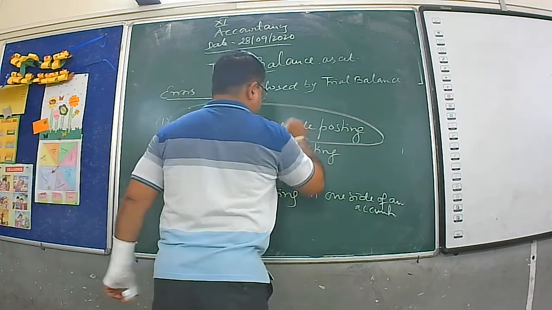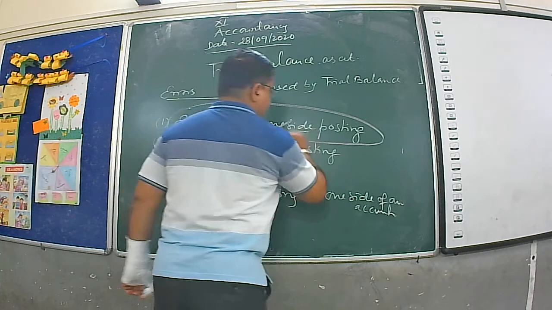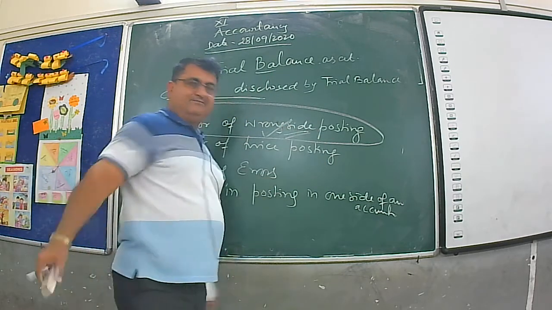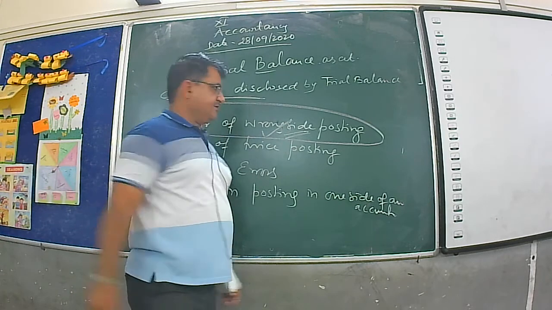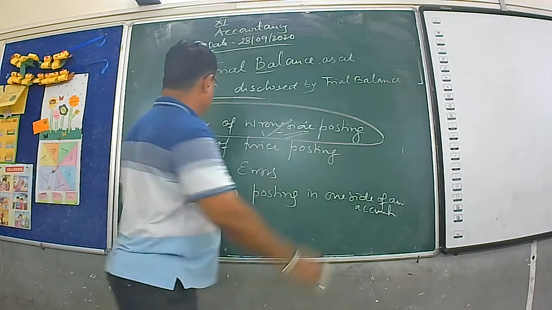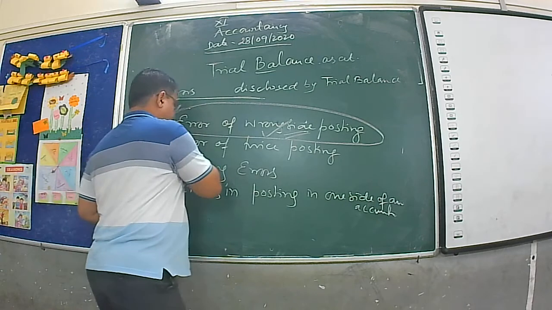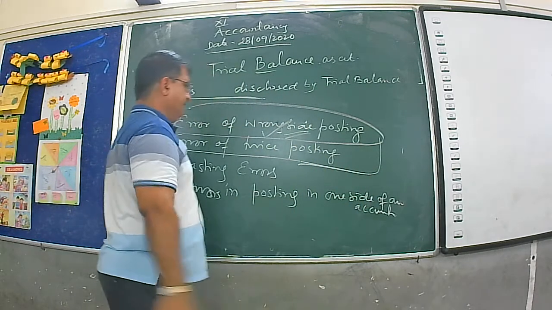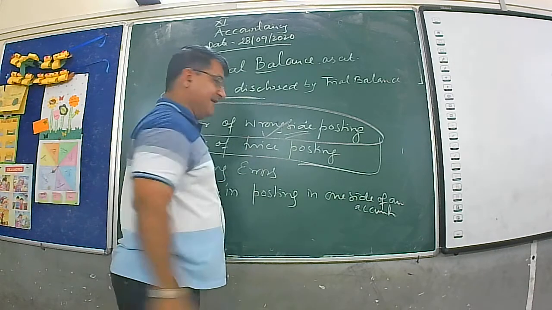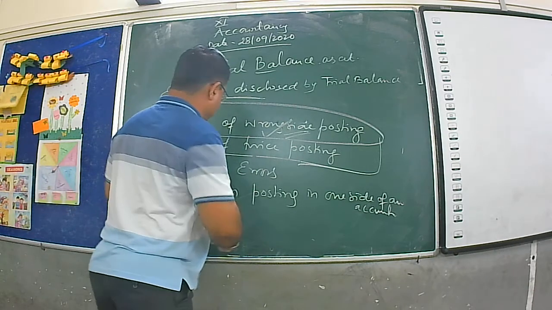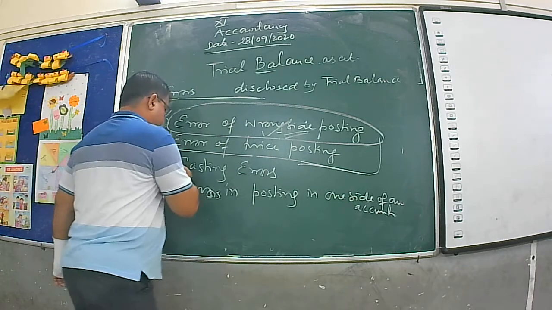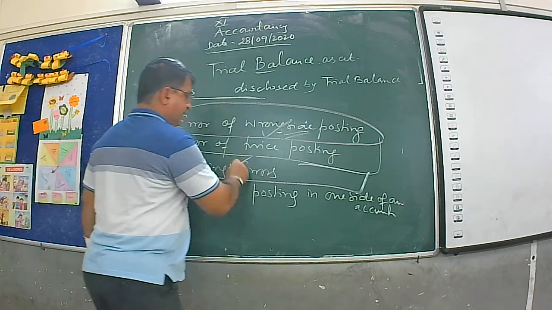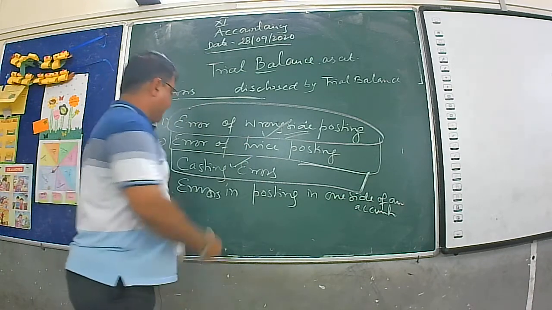If a transaction is posted to the wrong side of an account head, then such an error will be reflected, will be assessed through preparing the trial balance. Error of twice posting: if an amount gets posted two times in an account head wrongly, the same error is also detected after preparing the trial balance. And casting errors refer to making totals of account heads, and if such an error is committed, again such an error is also detected through preparing the trial balance.